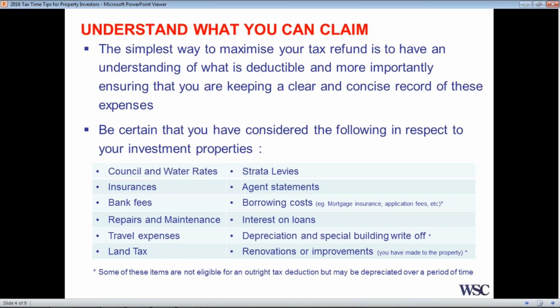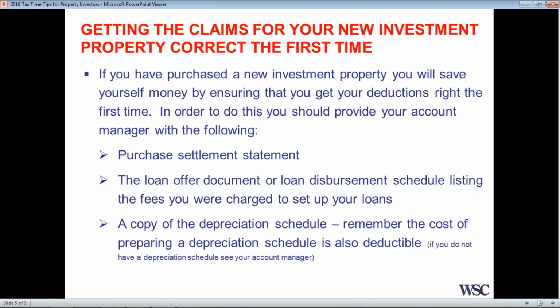All right, a couple of other points in terms of getting the claims on your new investment property right for the first time. If you purchased a new investment property, you'll certainly save yourself money by ensuring that you get your deductions right the first time. In order to do this, when you first purchase a property, you should always supply people like ourselves with a purchase settlement, because this is a record of what actually occurred when the property was settled, and often they'll have an adjustment for council rates and water rates, etc.